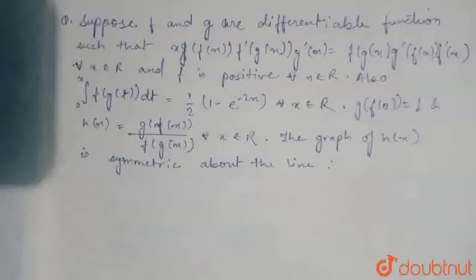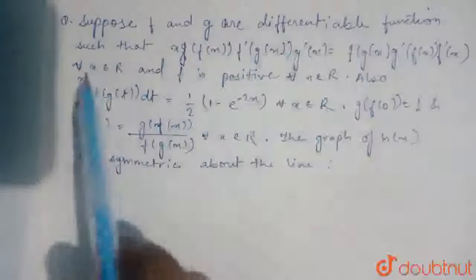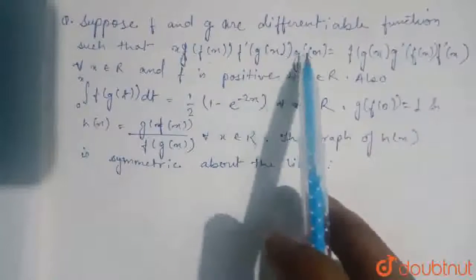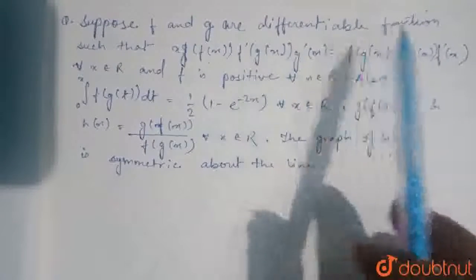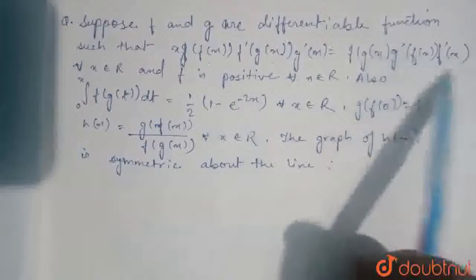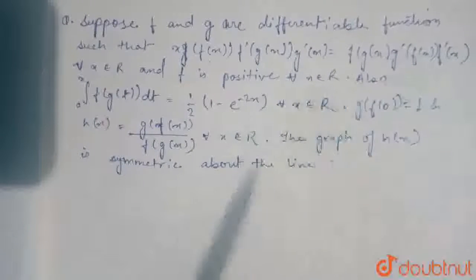So guys, today we'll be solving a question based on differential equation. Let's have a look. Suppose f and g are differentiable functions such that x times g of f(x) times f dash of g(x) into g dash x equals f of g(x) times g dash of f(x) times f dash of x. This equation is valid for all x belongs to R, and f is positive for all x belongs to real numbers.